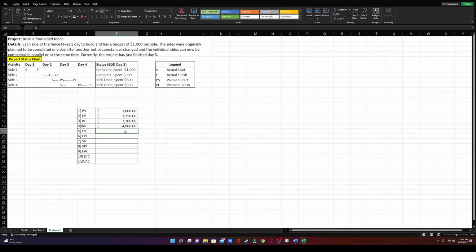Our cost variance is going to be our earned value minus our actual cost. So it will be 3,250 minus 3,100. Our cost performance index is going to be our earned value, which is the 3,250, divided by our 3,100. And for both of these, we can see that they're both good, right? So we're plus 150 on our cost variance, which indicates that we're actually under budget for the amount of work that we have performed. Our cost performance index is above a 1, which indicates that we're also under budget for all the work that we have performed, right?